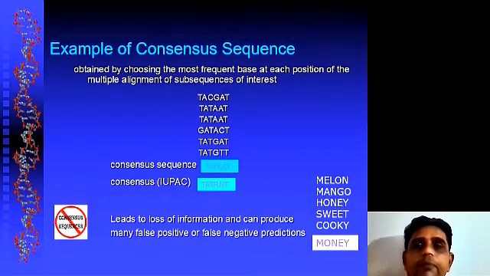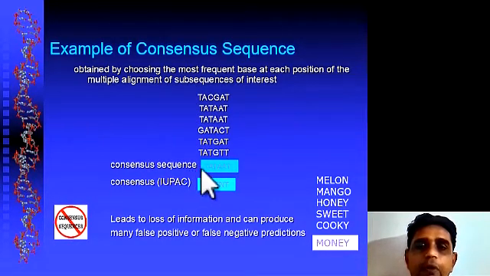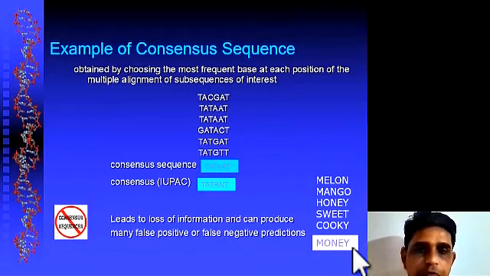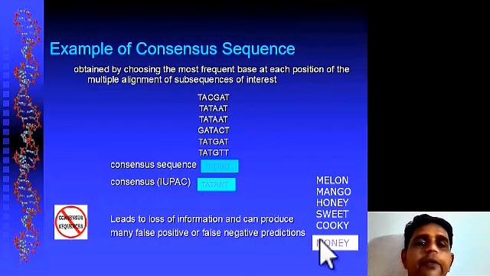For example, we are taking the example of the consensus sequence. You can see that it is obtained by choosing the most frequent base at each position of the multiple alignment of the sequences of interest. So you can find out that the consensus sequence would be like this. For example, we are just using different words: melon, mango, money, sweet, cookie. Suppose you are comparing all of these, then you can find out that M is very common, O is again common, and you can have N, E, and Y. But suppose you are taking only this information, then what will happen? You will just find out the word money. But actually, in the real sense, so many other things are also written. So that is an example of the consensus method, that it does not always work well. So depending upon the consensus, if you are finding things, it is not always right.